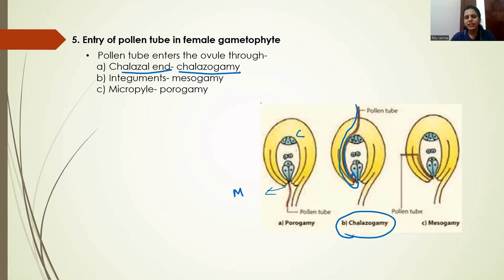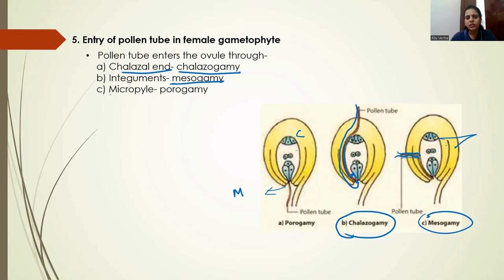Chalazogamy is the method in which the pollen tube enters inside the female gametophyte or embryo sac through the chalazal end. The second type of method is known as mesogamy. Here you can see the third image. It's a method in which the pollen tube enters inside the female gametophyte through integuments. You can see these are the two layers of integuments, the outer integument and the inner integument. So the pollen tube here is entering inside the female gametophyte through integuments.